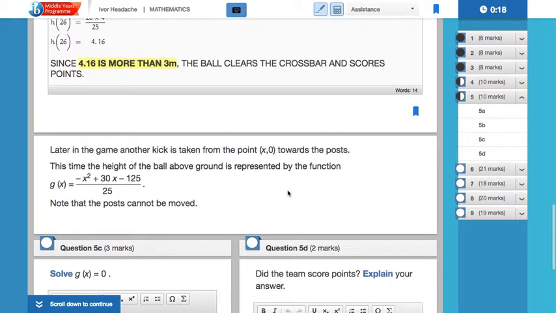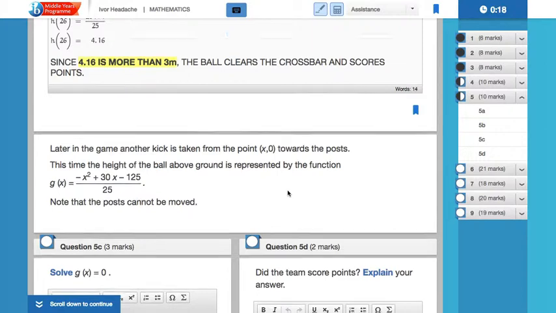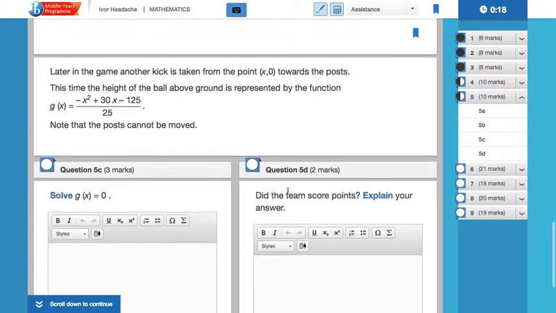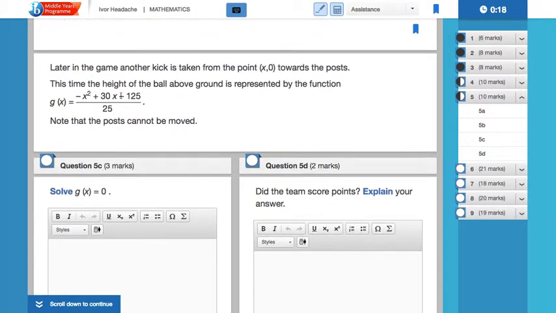Later in the game, another kick is taken from the point x0 towards the posts. This time, because it's a different kick, the height of the ball above the ground is represented by a different function, still a quadratic function. Notice that the post cannot be moved. Solve g of x equals 0. Okay, so quite apart from any context, you've got a quadratic function there, which you've got to put equal to 0 and solve it.